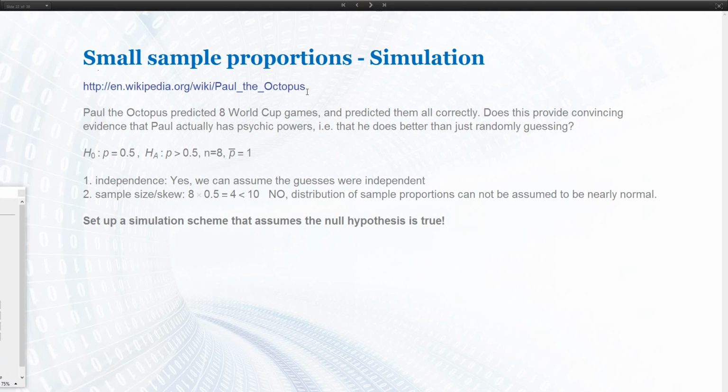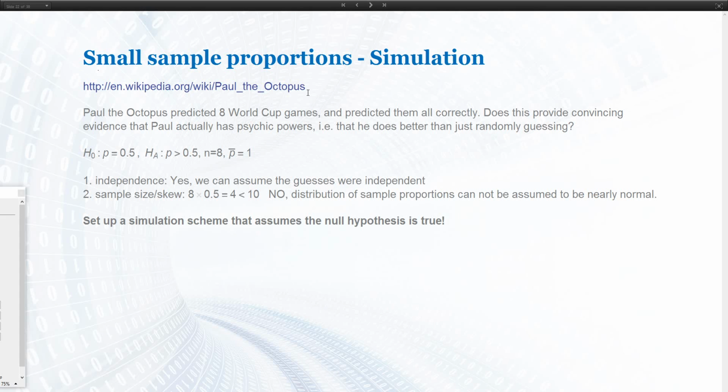Some of you might recall Paul, an octopus in the soccer championship 2006 in Germany. It was an octopus that was an oracle who was predicting all the results of the German games in the tournament. And he had a success rate of 100% of 8 games. Okay, so that's the data. Now, does this data provide convincing evidence that this octopus was a psychic?